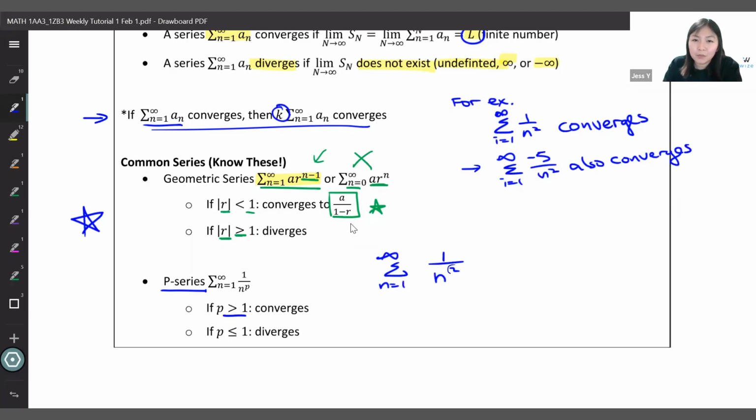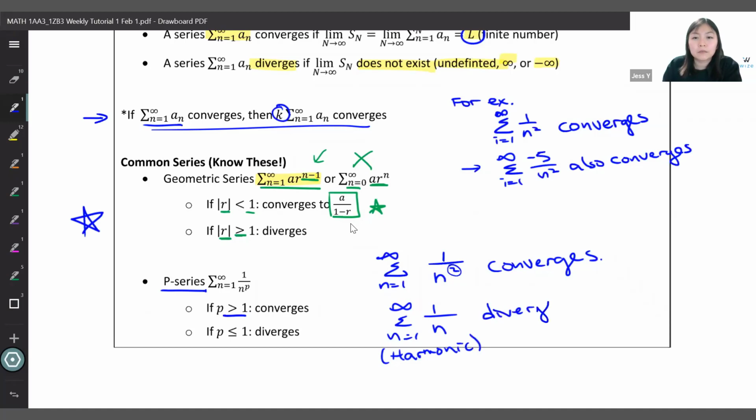So in this example, p is 2, that means it converges. And you can show this using the integral test, which we'll see later on, but it's a good series to memorize because it's going to be very helpful for series questions. But then if you have the sum from n equals 1 to infinity of 1 over n to the 1, which is the harmonic series, this one diverges. So if p is less than or equal to 1, it diverges.